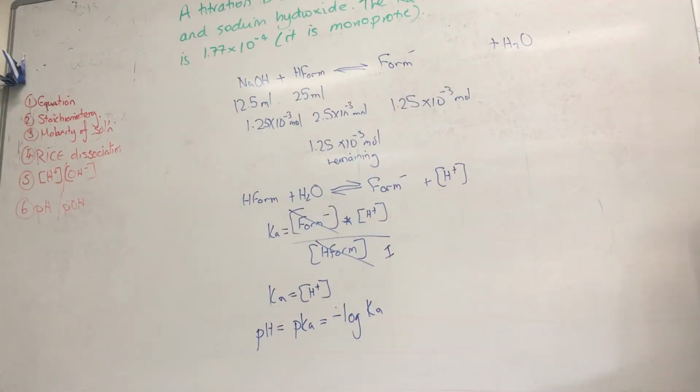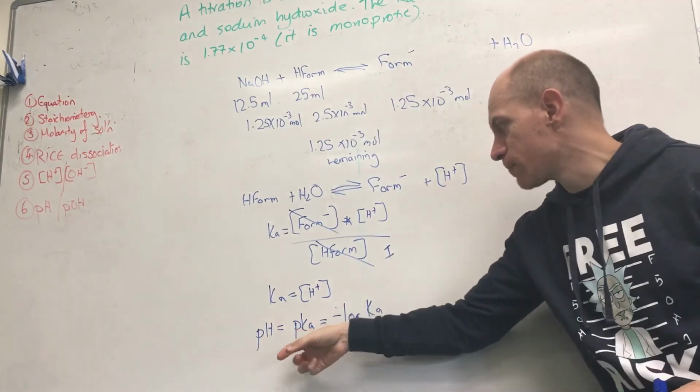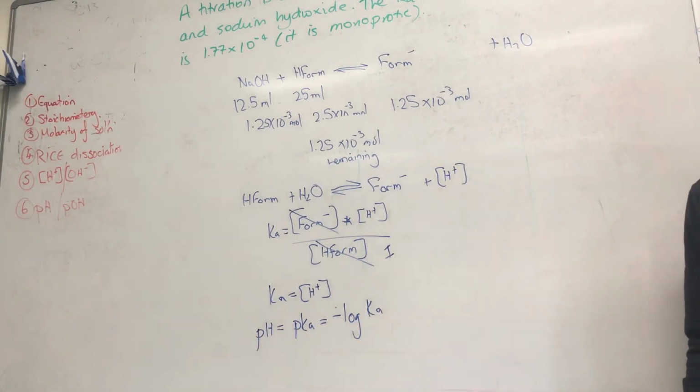Everyone understand how I got that? Everyone understand why that's only worth 1 mark? Yep, got it? Because it's a straightforward pH equals pKa, which equals negative log of Ka. All good? What does pKa mean?